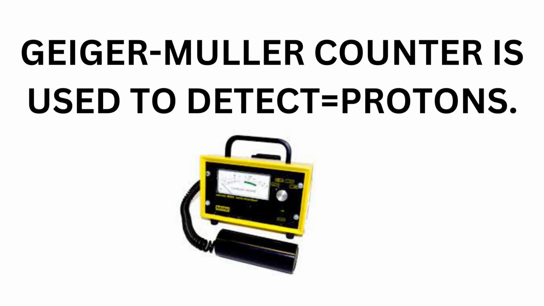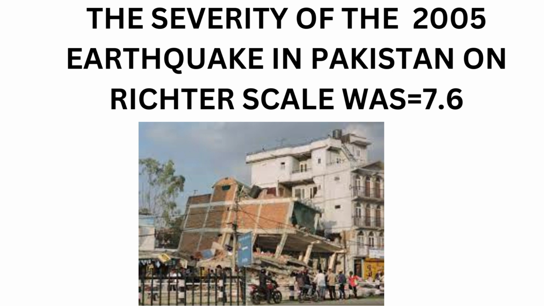Next one is, Geiger-Müller counter is used to detect radiation. And the severity of the 2005 earthquake in Pakistan on the Richter scale was 7.6, and it was hugely catastrophic. It caused up to 80,000 deaths in Pakistan, and millions of houses were damaged in the 2005 earthquake, and it is one of the most devastating earthquakes in the history of Pakistan.